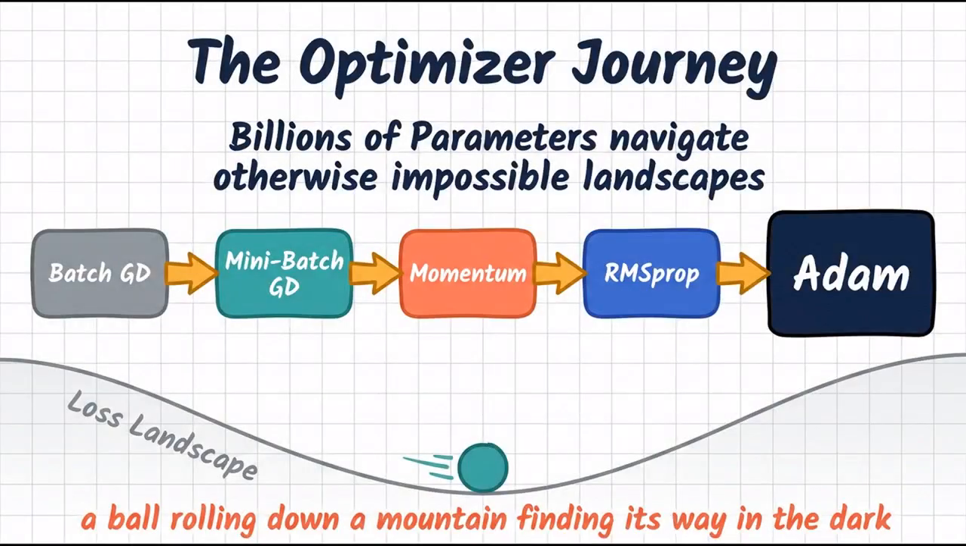Transitioning from batch updates to stochastic minibatches and adding physical momentum and adaptive scaling, optimizers like Adam allow neural networks with billions of parameters to navigate landscapes that would otherwise be impossible to climb. Next time you see an artificial intelligence generate an image or write a story, remember that under the hood, it is simply a ball rolling down a mountain finding its way in the dark.